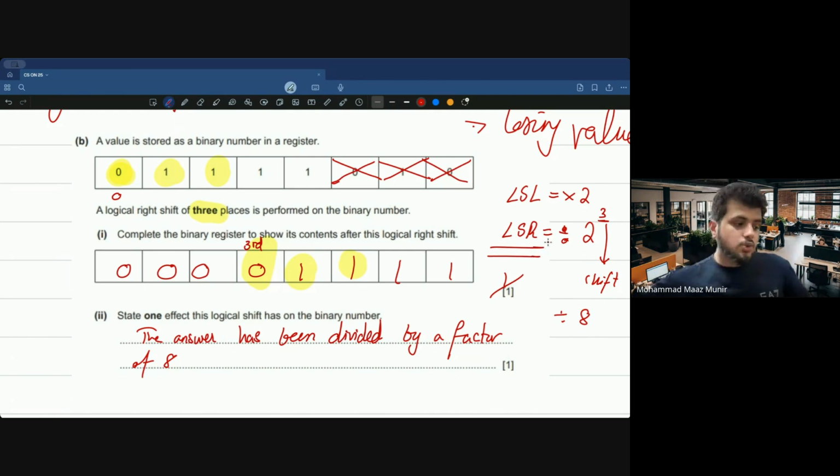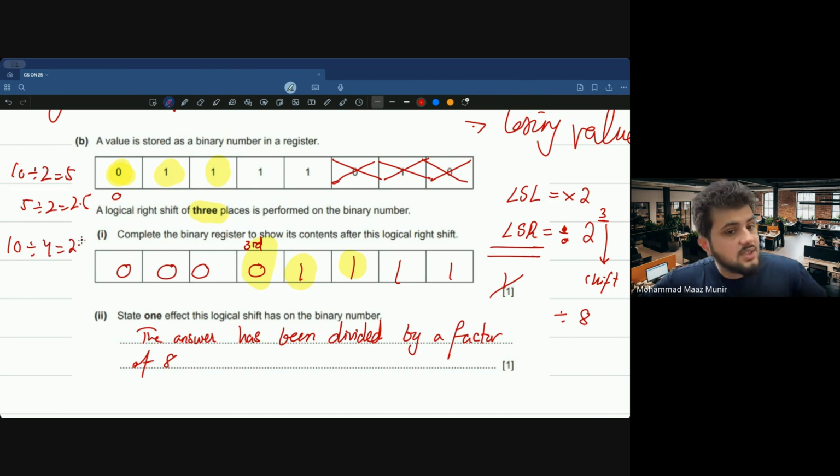Now we discussed that whenever we have a logical shift to the right hand side, we always divide the value. So a shift of 1 will mean divide by 2. A shift of 2 will mean divide by 2 followed by divided by 2. So like 10 divided by 2 is basically what? 5. And 5 divided by 2 is what? It's 2.5. Now this is the exact same thing as if I do 10 divided by 4, which gives me the same answer as 2.5.